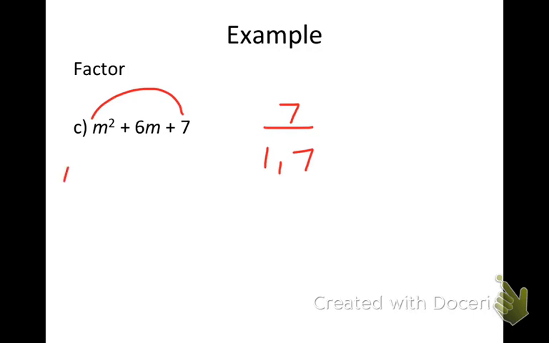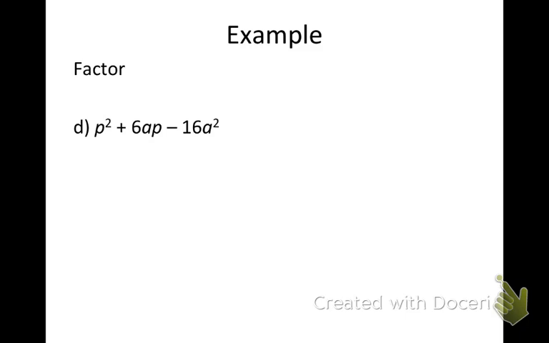So what do we say? Not factorable. Because 1 plus 7 is not 6. I see it now. If it would have been an 8m in the middle, then we would have been okay. If it would have been a minus 7, then we would have been okay. Not the case. All right.